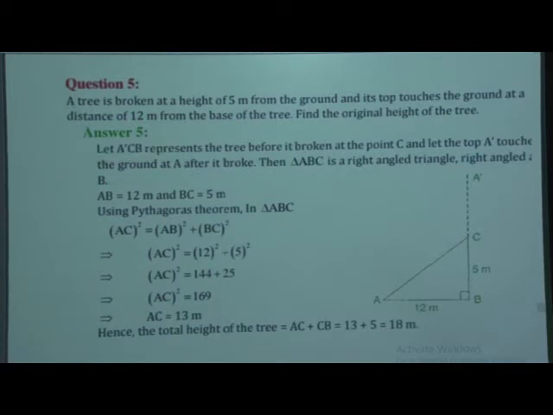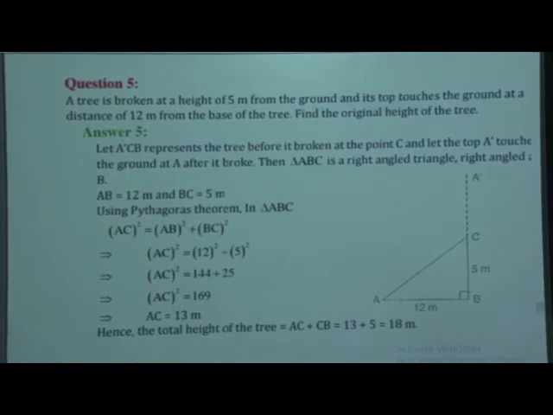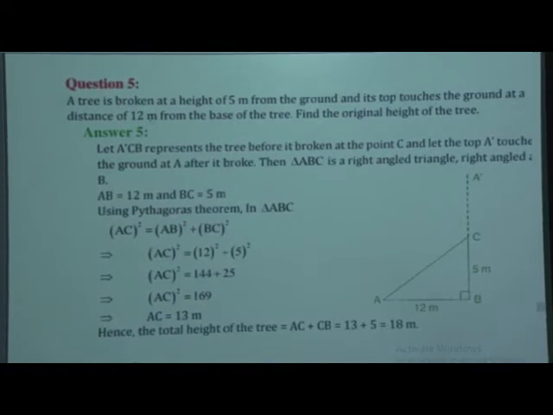A tree is broken at a height of 5 meter from the ground and its top touches the ground at a distance of 12 meter from the base of the tree. Find the original height of the tree. Because this is a statement given to us, we will go for a rough figure so it will be easier to understand. Suppose this is a tree which is broken at a height of 5 meter from the ground.